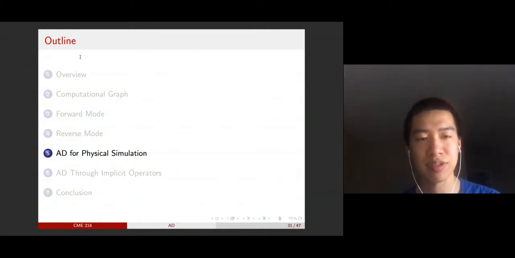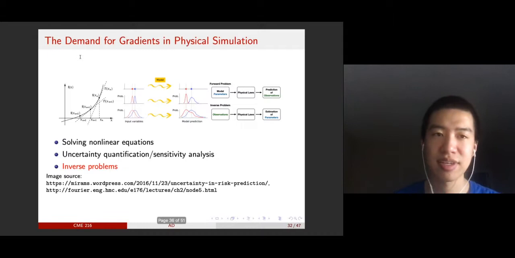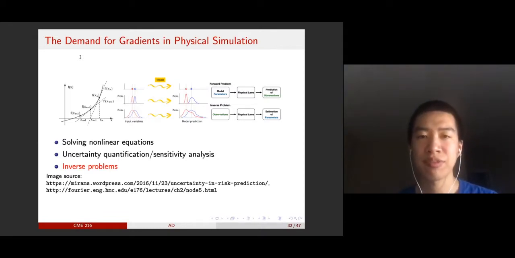We have covered the forward mode and the reverse mode automatic differentiation. Now we can jump into automatic differentiation for physical simulations. There's a great demand for gradients in physical simulations. For example, if you want to solve a nonlinear equation, you might use gradients or derivatives in a Newton's method. You also need gradients for uncertainty quantification to do sensitivity analysis.